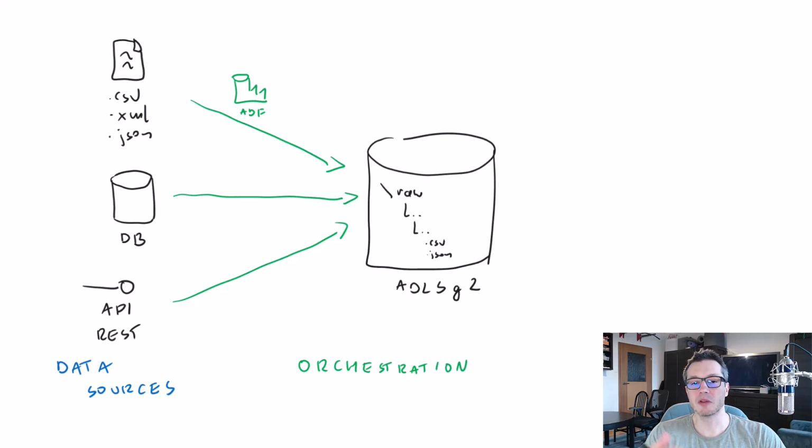If for some reason you don't want to use Data Factory, well, you could switch to Synapse, because Synapse, something like this. So let's say that this is a Synapse.